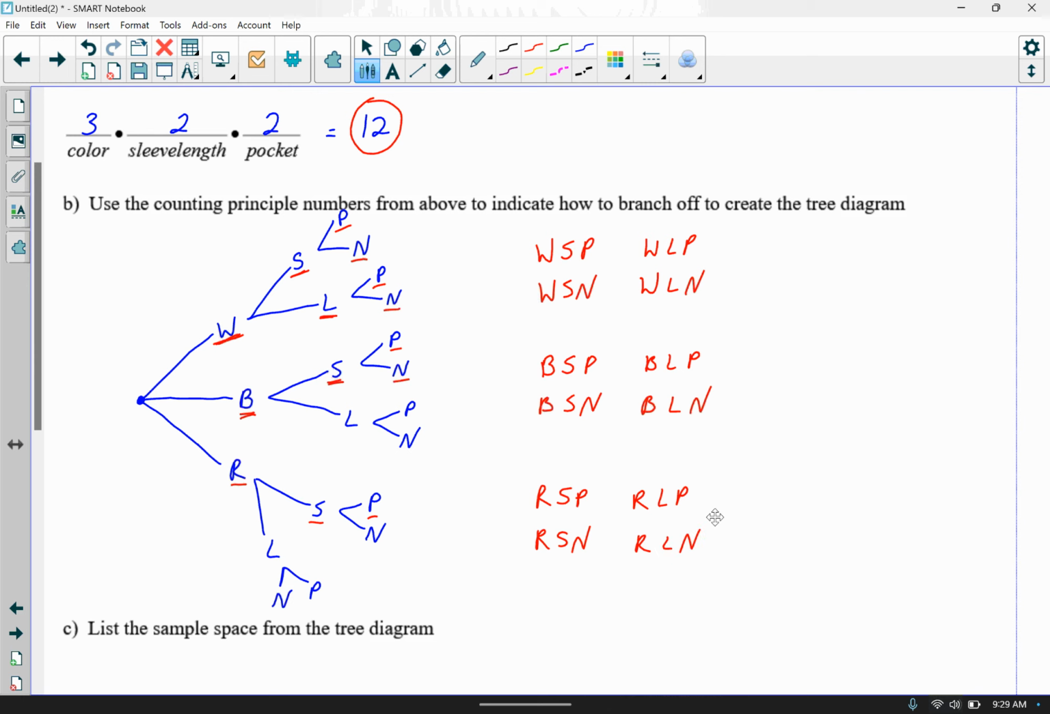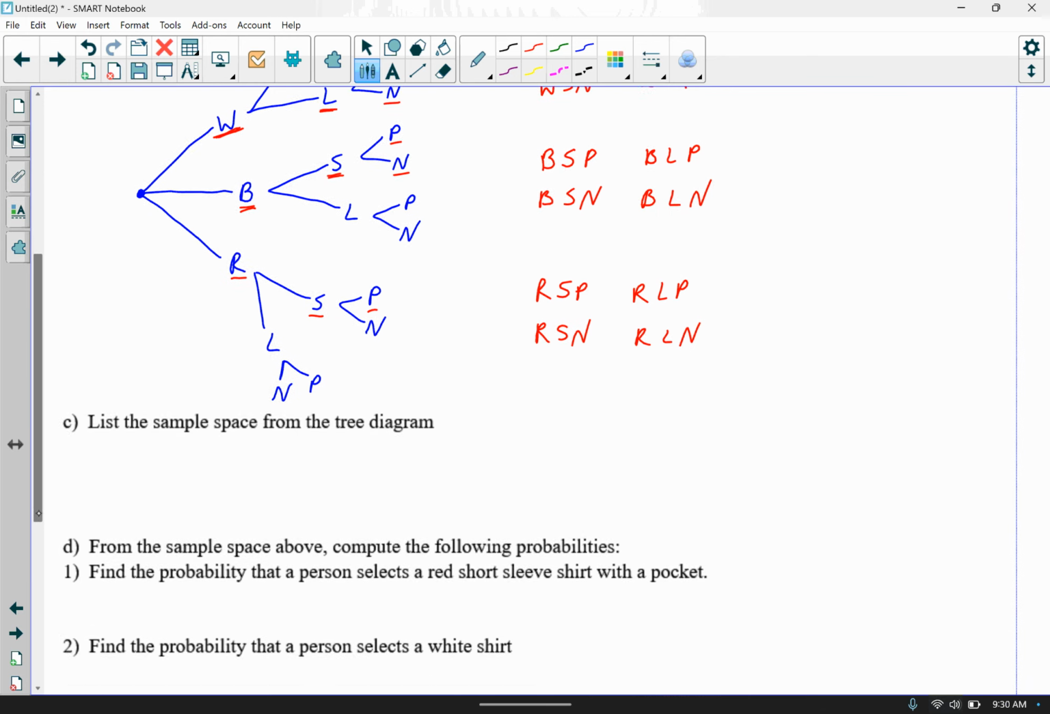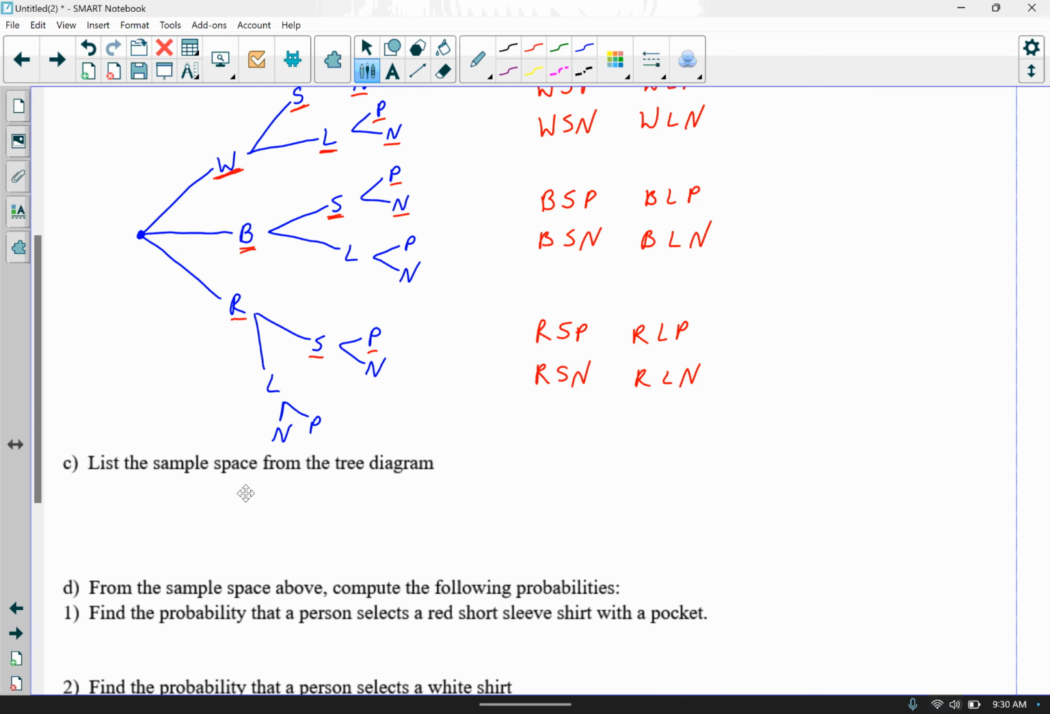Okay, all right. When you count here now, you should also have 12 total points in your sample space. 1, 2, 3, 4, 5, 6, 7, 8, 9, 10, 11, 12. So you've got a total of 12 points in your sample space. Oh, well, part C wanted me to list out my sample space. I just did that over here on the right. I need more room anyway, okay?